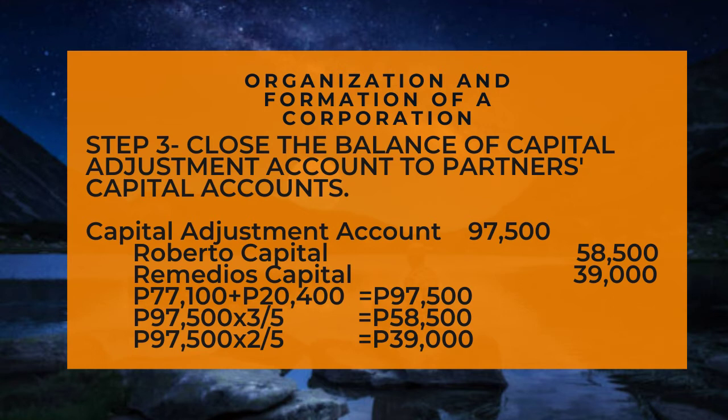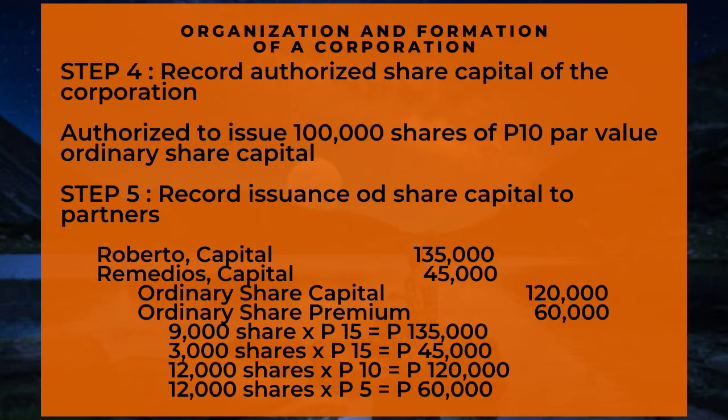97,500 pesos times 2/5 is equal to 39,000 pesos. Step 4. Record authorized share capital of the corporation. Authorized to issue 100,000 shares of 10 pesos par value ordinary share capital.